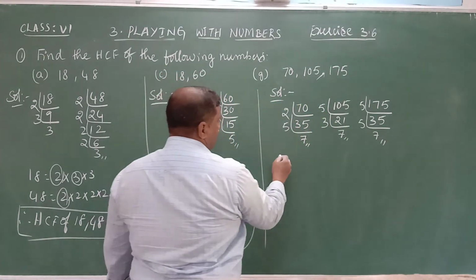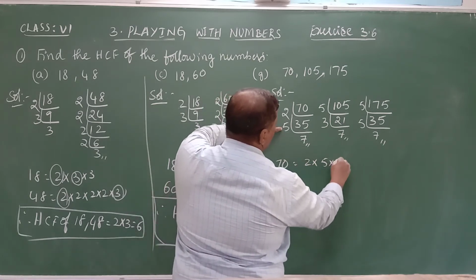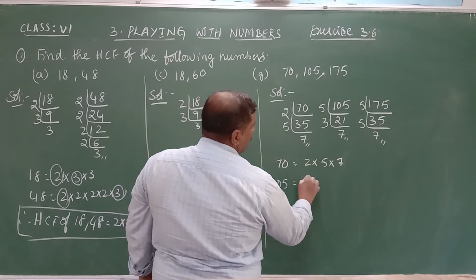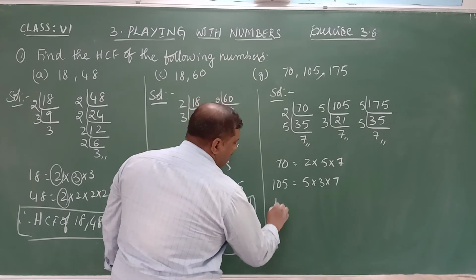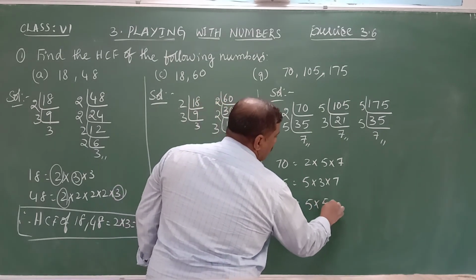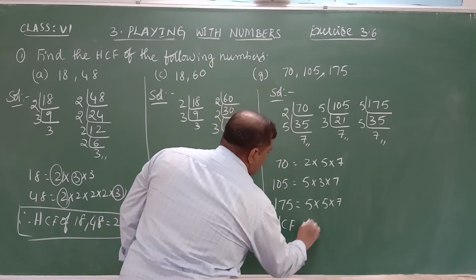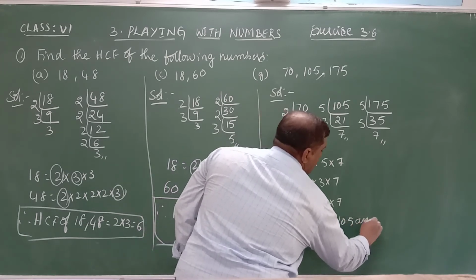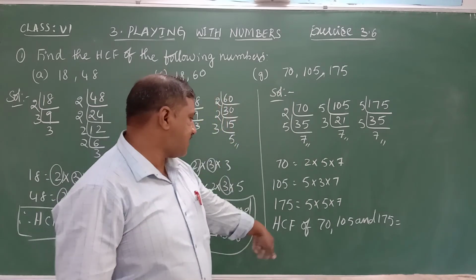Now write the prime factors of 70 as 2 into 5 into 7. For 105 it is 5 into 3 into 7. And for 175 it is 5 into 5 into 7. Now HCF of 70, 105 and 175 is equal to what?